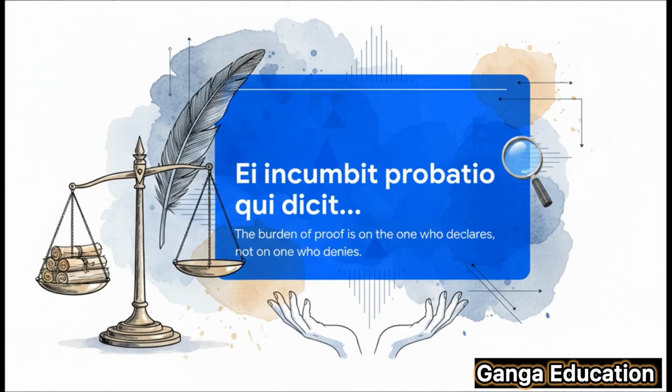This Latin maxim is the classical version of Section 104. It means that the burden of proof is on the person who claims something, not on the one who denies it. And what's the logic behind this? The logic is that it's easier to prove the existence of something than to prove its non-existence. Therefore, the person who makes the positive claim has the responsibility to prove it.